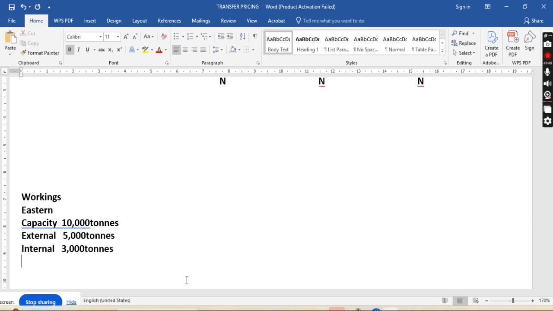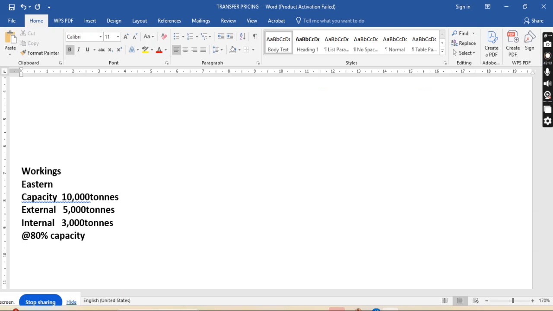Now, let me quickly analyze this capacity for you. At 80% capacity, when they say capacity, it means what they can produce is 80%, right? That is their capacity. Their capacity is 80%. This is 80.